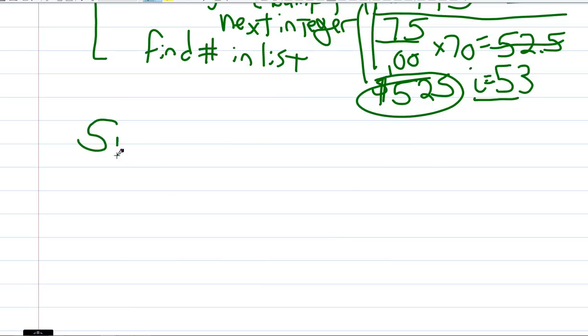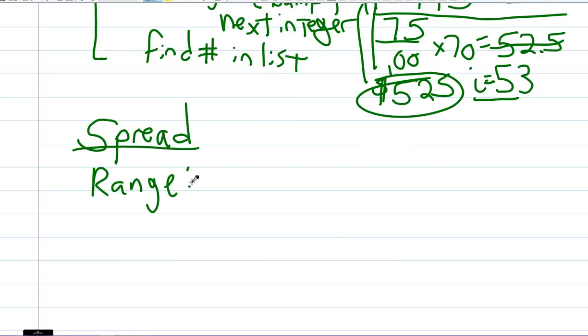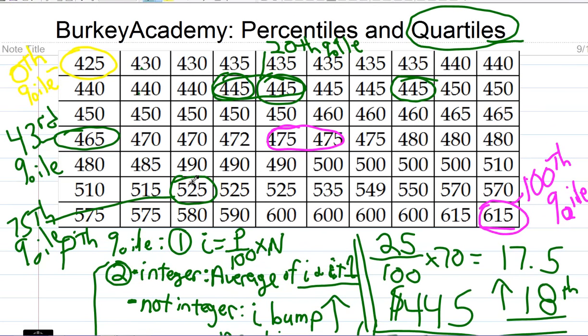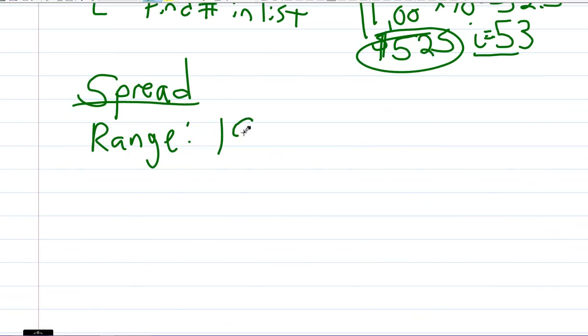So when you measure how spread out data is, the most common way to measure spread is just the range of the data. Now when we say range, what we want is one number to describe the range. What we do is we just take the highest number minus the lowest number, in this case 615 minus 425, and the range is $190. It just tells us how wide this group of data is. Maximum minus the minimum. Another way to measure spread is what we call the interquartile range.